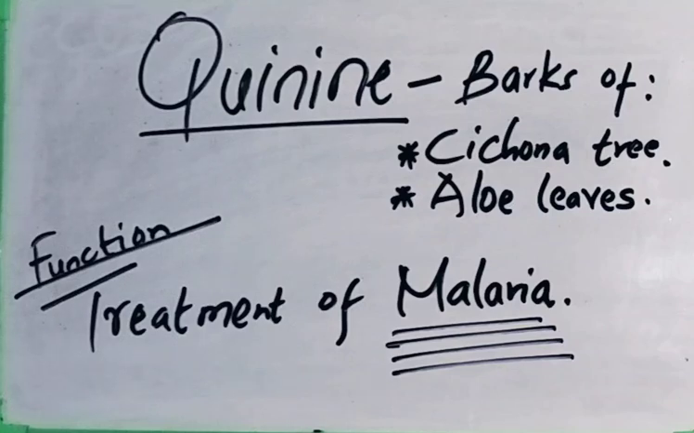Quinine. Quinine is found in the barks of the cinchona tree and also aloe leaves. Cinchona tree and aloe leaves. The function of quinine is for treatment of malaria. That is quinine.